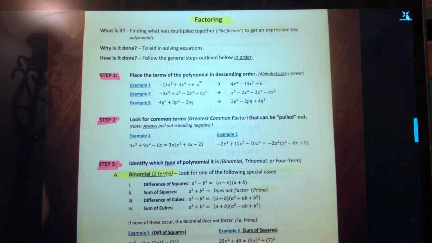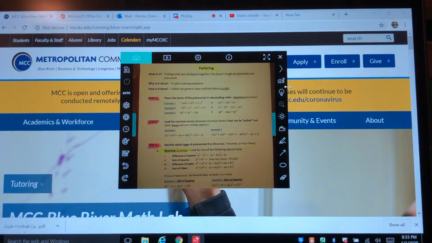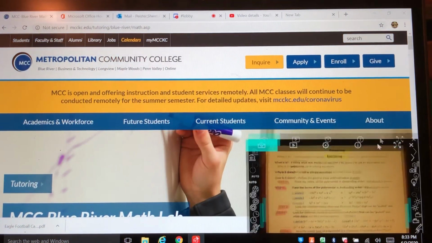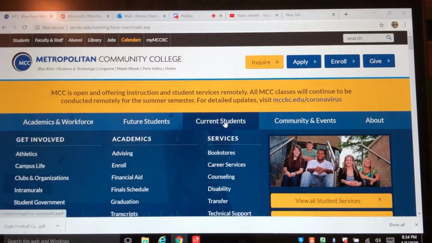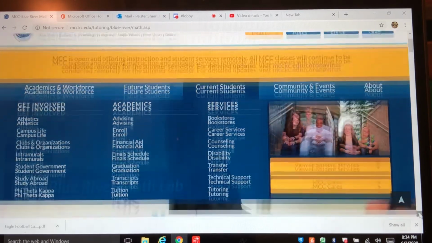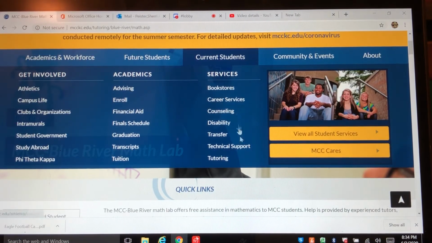So let me close out this document camera. And I'm going to just move that over here. Some of you, if you don't recognize this, hopefully you will soon. This is the main Metropolitan Community College web page. So you can go to mcckc.edu. If you go out to that site, this is what will show up. You want to click on the current students tab, and then let me kind of scroll down. So when you're in current students, please click on this button called tutoring.